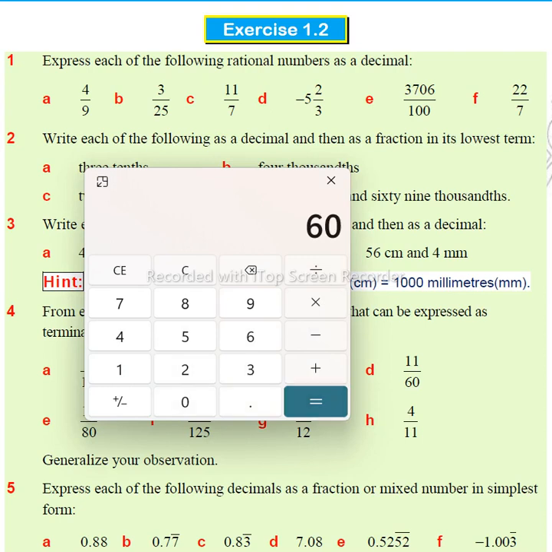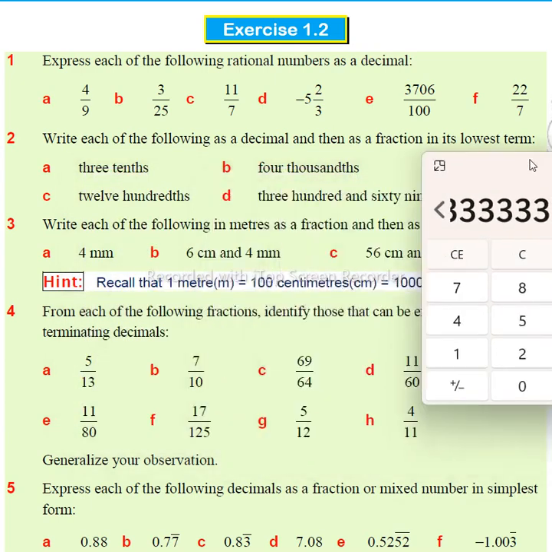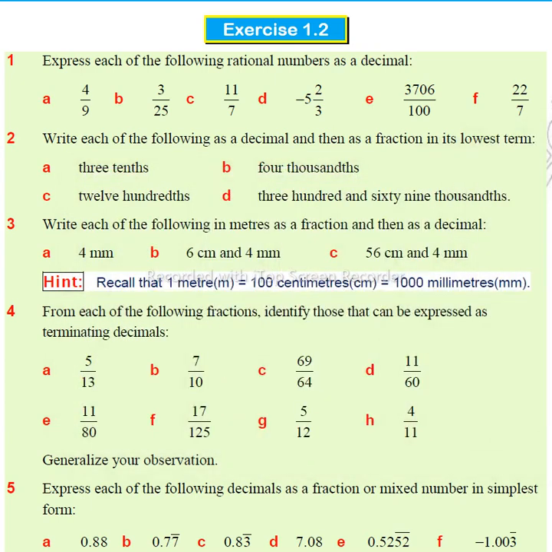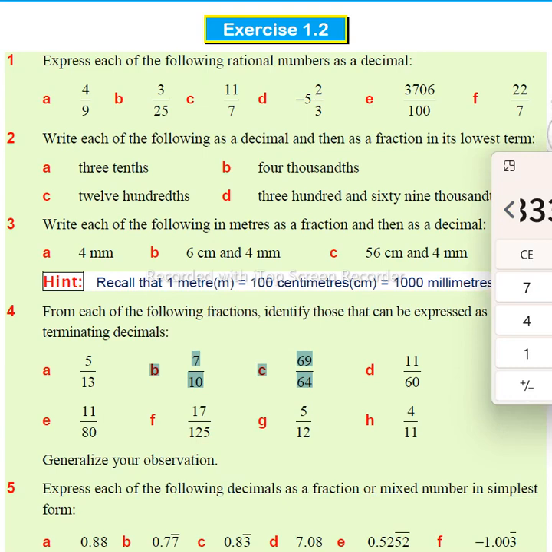11 divided by 60, we get 0.183333. It is not a terminating decimal. B and C are terminating decimals. A and D are not terminating decimals, and we will see E.